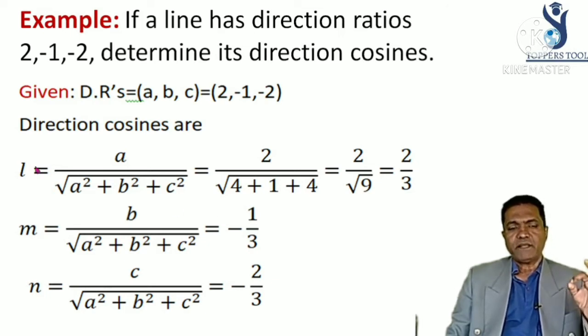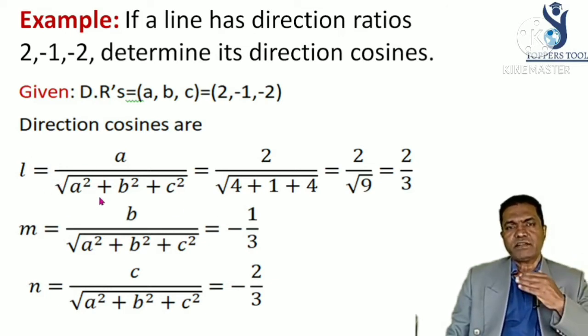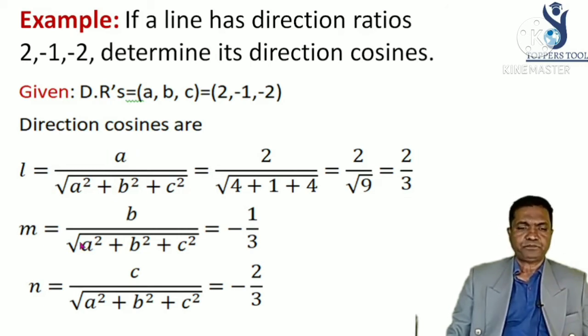So either you can take positive values, that is what we had, plus or minus. So either you can take one set of values, taking plus or minus. So these are the direction cosines of a line from direction ratios. So let's have an example for your practice.